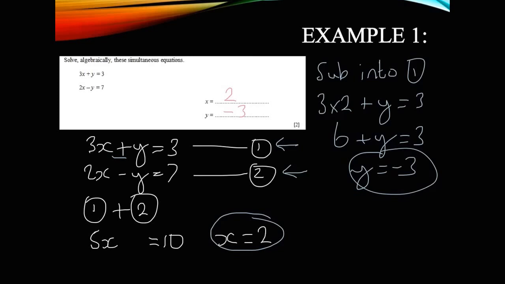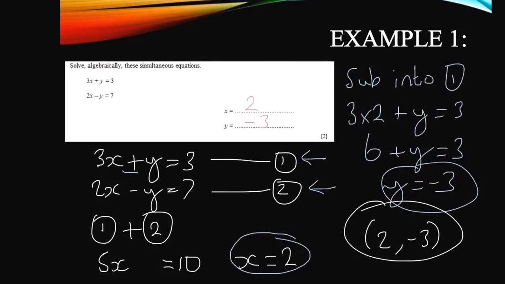So x is 2, y is minus 3. And what this is saying is that these two lines cross at the coordinate (2, -3). In this case, it's not asking you to do anything to do with the graphs, but it's worth knowing this information in case you're given a question that's got the graphical representations of the lines rather than the equations. Okay, let's have a look at a second example.